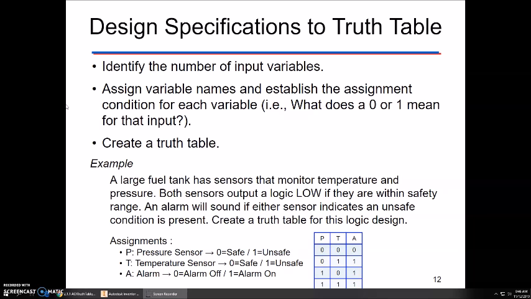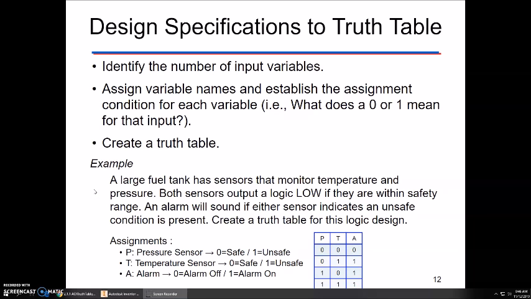So the example we have is that a large fuel tank has sensors that monitor temperature and pressure. Both sensors output a logic low if they are within safety range. An alarm will sound if either sensor indicates an unsafe condition is present. Create a truth table for this logic design. So down here then we see P, which would be pressure sensor, 0 is safe, 1 is unsafe. T for temperature, 0 is safe, 1 is unsafe, and then the alarm, 0 is off, and 1, the alarm comes on.